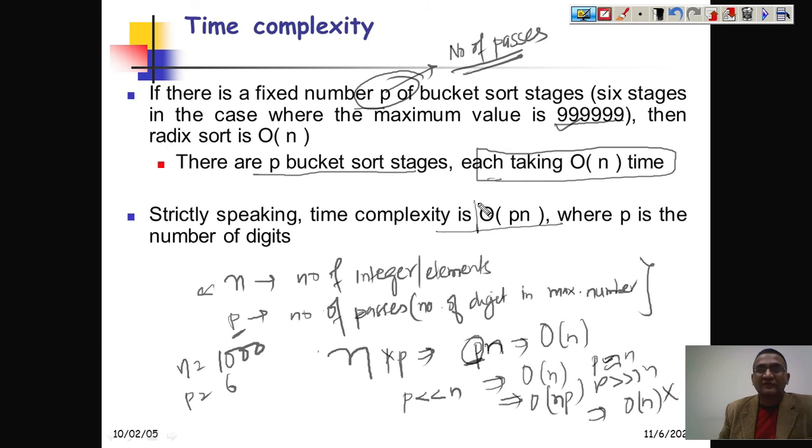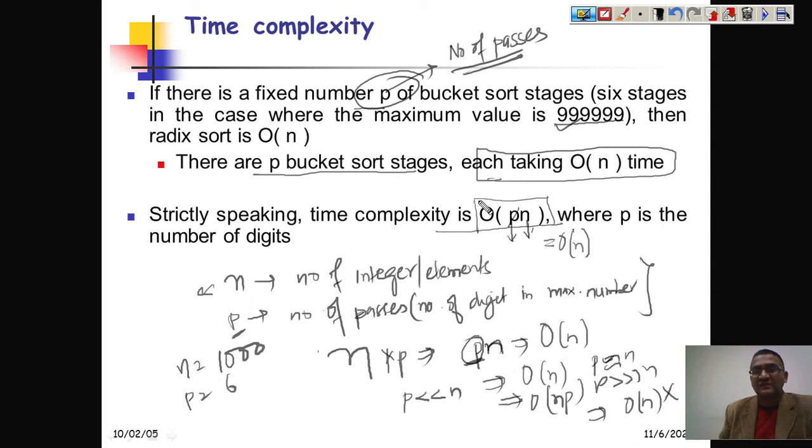So if you find this notation big O of pn, you simply understand that p is the number of passes and n is the number of elements that you want to sort. And because p is very small compared to n, we simply ignore this and in general write that the complexity is big O of n.